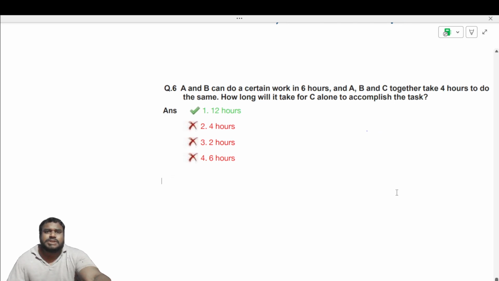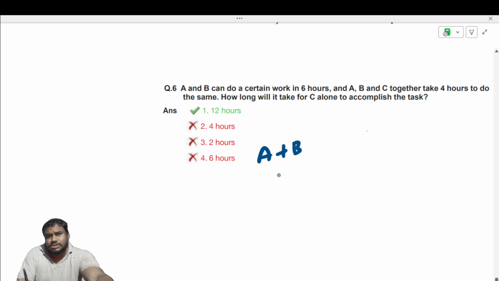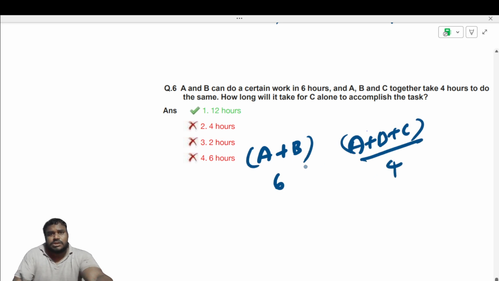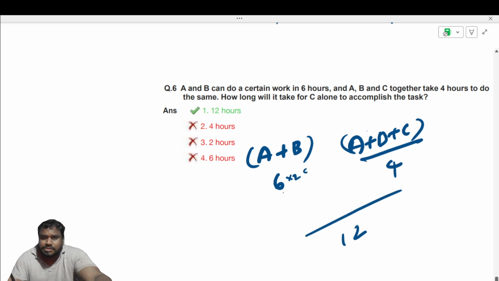A and B can do a certain work in 6 hours and A, B and C together take 4 hours to do the same. So how long will it take for C alone to accomplish the task? The LCM is 12, because take the larger number, multiply with 1, 6 won't be divisible by 4. Multiply with 2, 12 will be divisible by 4. So 12 is the LCM.